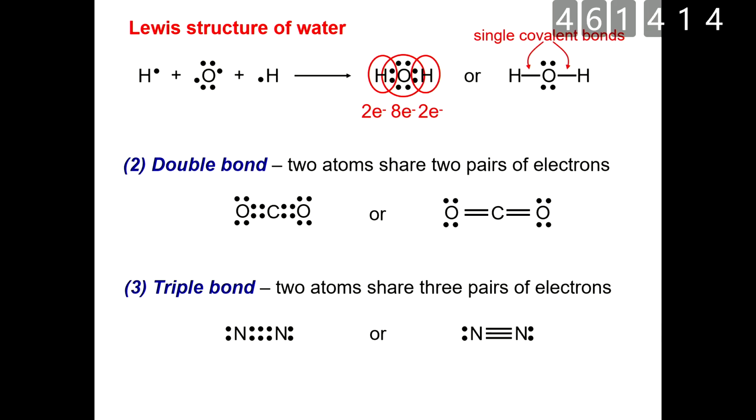So, just now we introduced the formation of the single covalent bond. Now here is about the formation of a double covalent bond. So, for example, in this case, carbon dioxide.